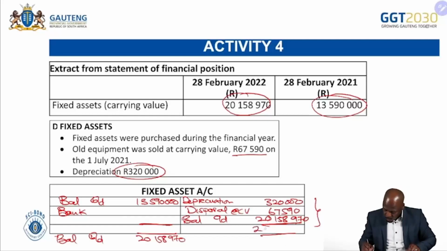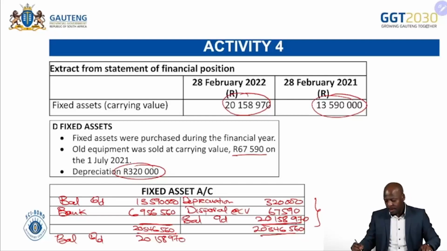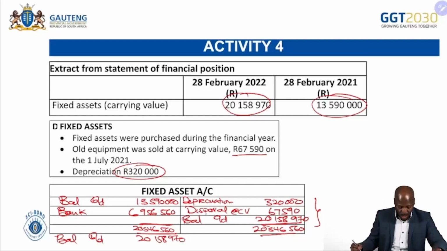Someone is saying it's 20,546,560. So that means 20,546,560. Therefore, your assets that were bought become 6,956,560. That becomes the asset that we have acquired. Okay. I do hope this does make a lot of sense.